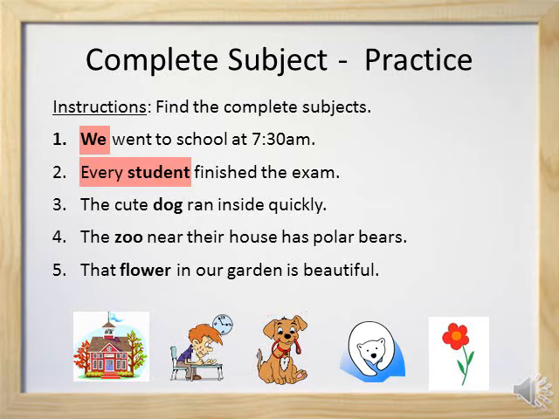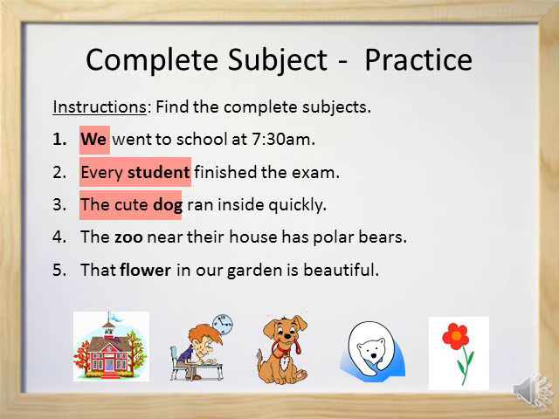Number 3. The cute dog ran inside quickly. What's the action of this sentence? Ran, or ran inside quickly. Who or what ran inside quickly? The cute dog. The cute dog is the complete subject. The simple subject of that sentence is dog. But remember, the complete subject includes all words that modify or describe dog. So, the cute dog is the complete subject.